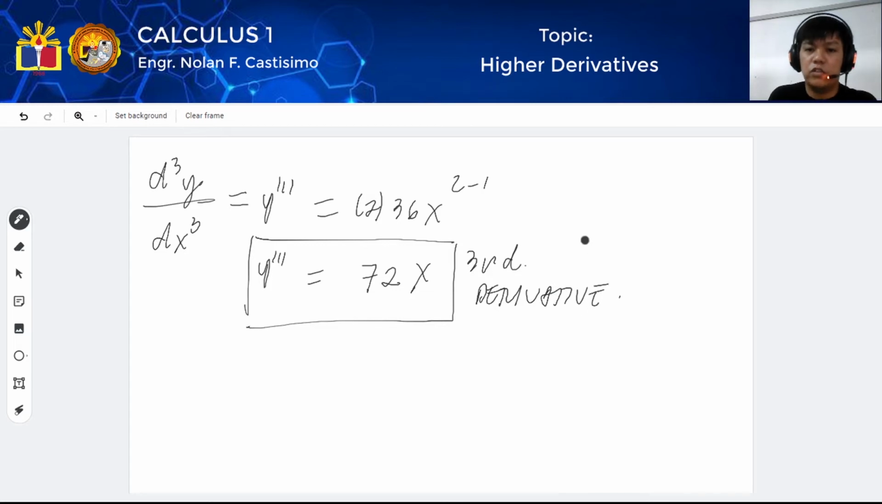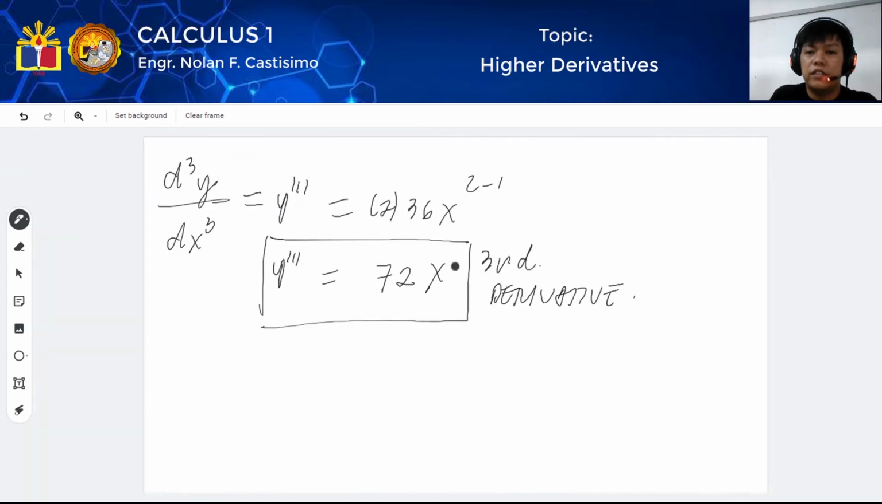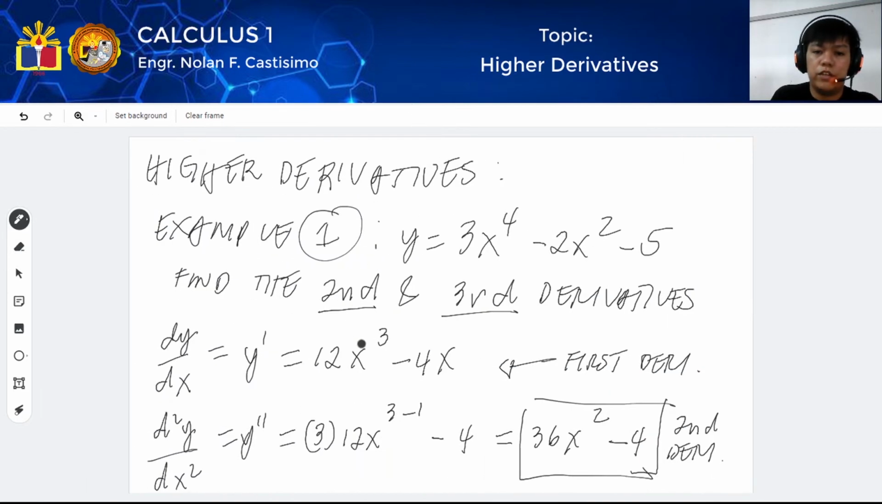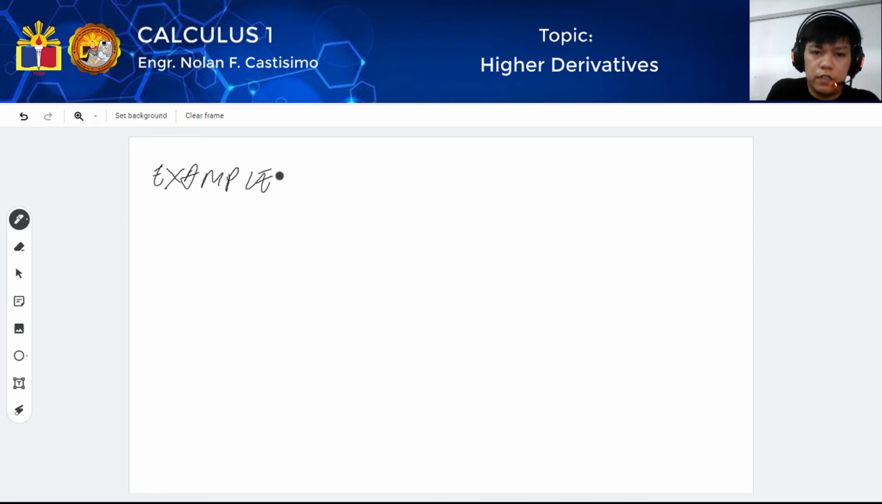Okay. So, tapos na tayo. Nasolve na natin sa example 1, si second derivative and si third derivative. And kung ako magpo-points nito, syempre, yun lang lalagyan ko ng score. Yung second derivative and third derivative. Okay? Next example tayo. Example number 2.